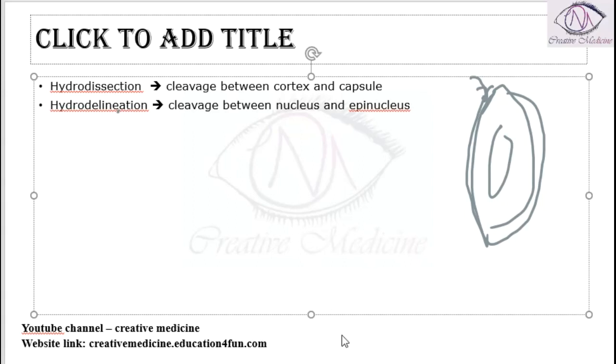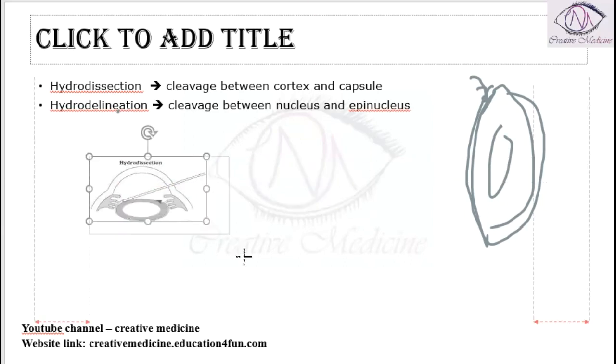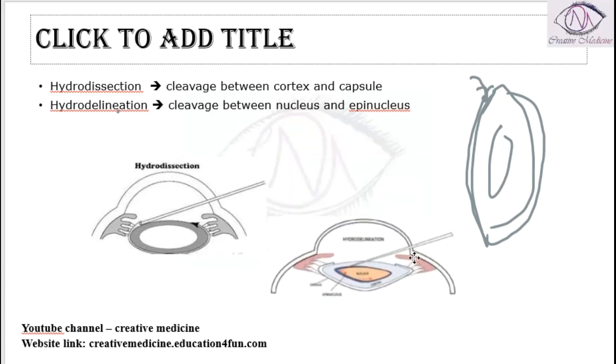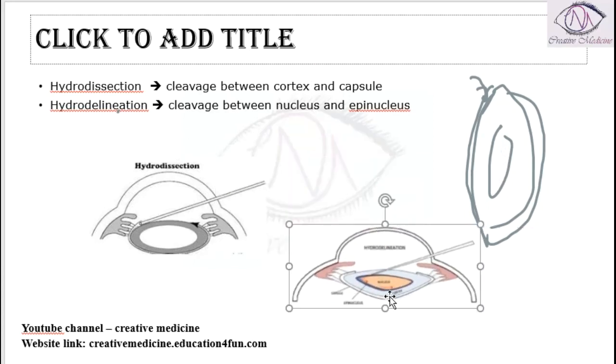So if you see, this is the hydrodissection, where this gray color is cortex, this is the capsule. So we divide the cortex from the capsule. And then if you separate the nucleus from the epinucleus, that is hydrodelineation. So this is the nucleus.